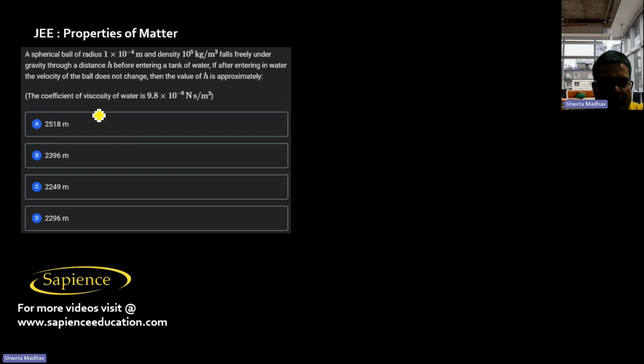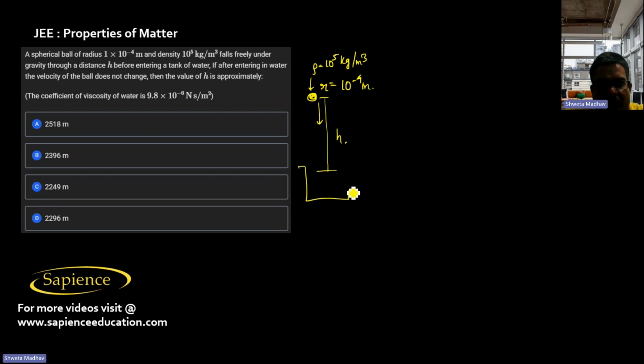And here it is told a spherical ball of radius, the spherical ball is there. Its radius is 10 power minus 4 meter, and its density rho is equal to 10 power 5 kg per meter cube. It falls freely under gravity through a distance h before entering a tank containing water.